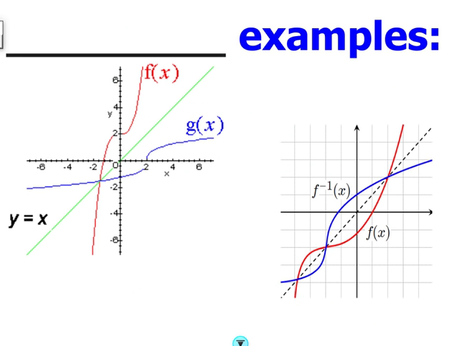So here's a couple examples of that you don't have on your paper. So we have f of x and g of x. Notice the line of reflection is y equals x. And then we have the function f of x and its inverse, and the line of reflection is y equals x.